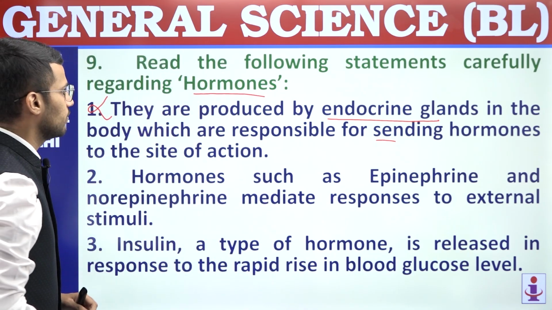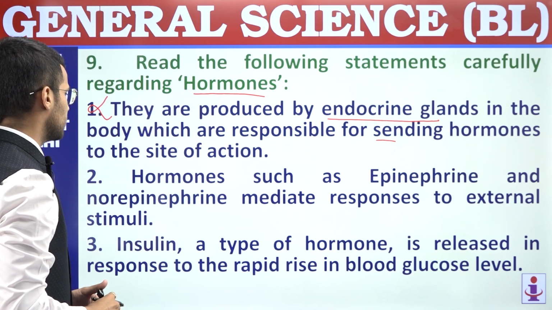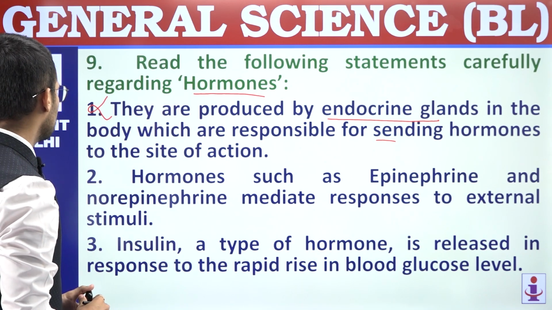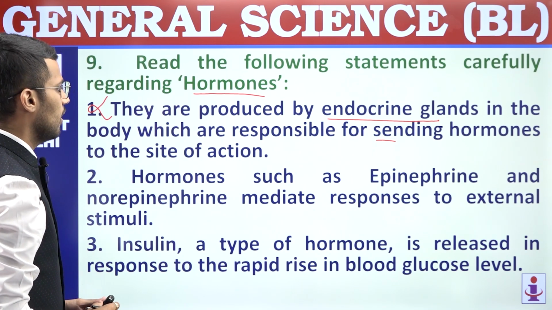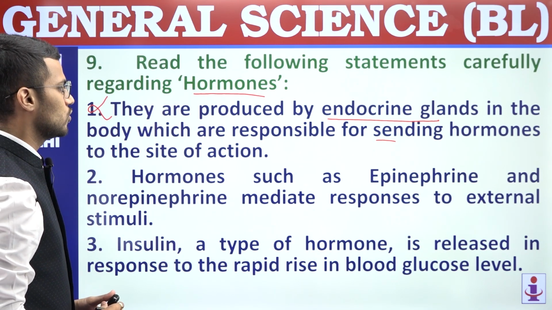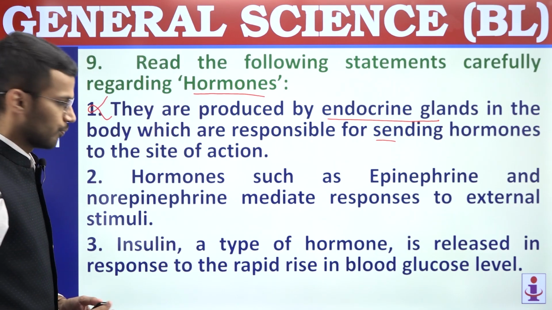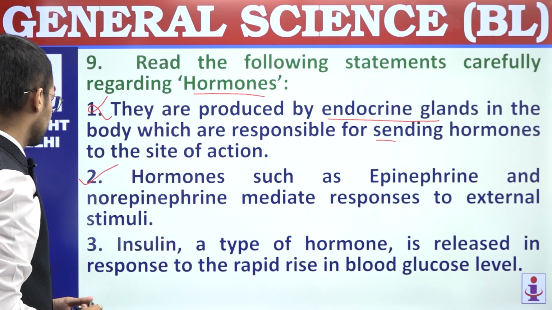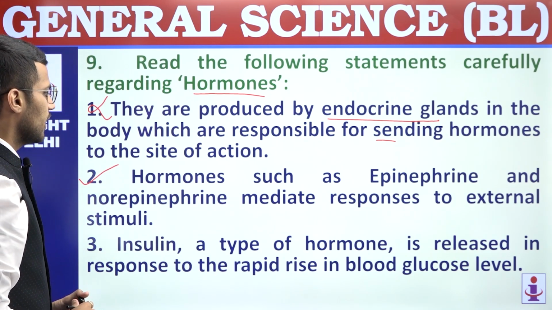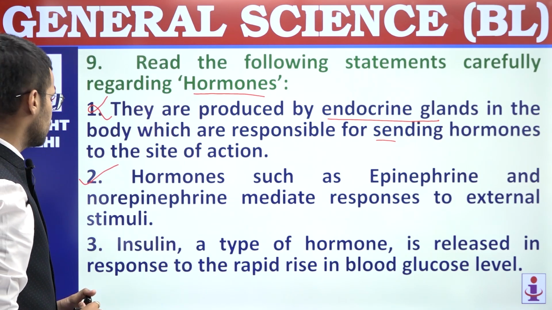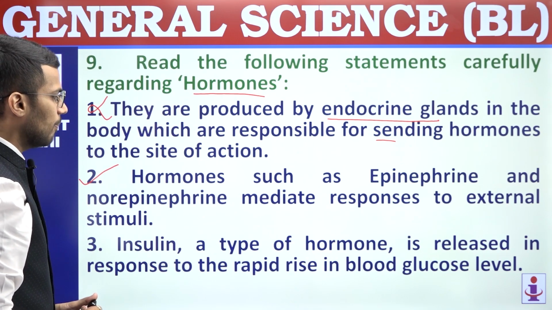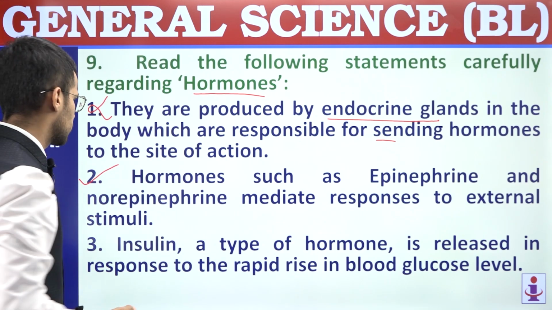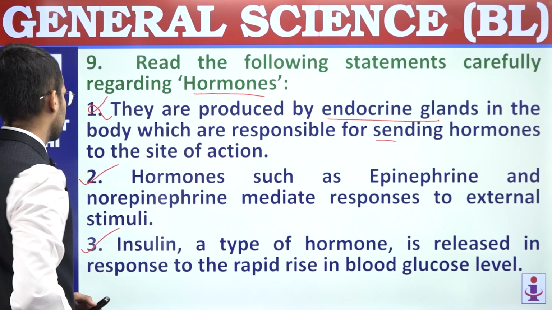And that's why the first statement becomes incorrect. Second statement, hormones such as epinephrine and norepinephrine mediate responses to external stimuli. So this statement regarding the hormones is correct. Third, insulin, a type of hormone, is released in response to the rapid rise in blood glucose level, right? So this is a common, correct statement.